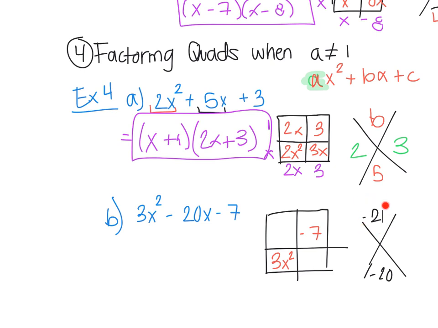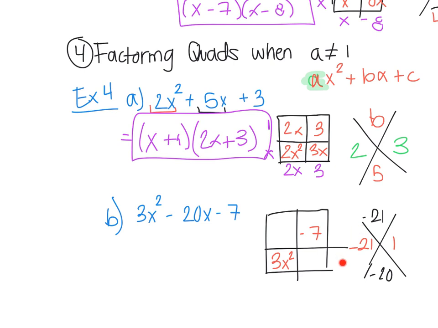So let's think about 21 and 1. Can I get negative 20 by combining 21 and 1? And that answer would be yes. So how do I do that? Well, to multiply to negative 21, one of them has to be negative. And to add to negative 20, that means the 21 would need to be negative. So if I have negative 21 and multiply that by positive 1, that's going to give me a product of negative 21 and a sum of negative 20.